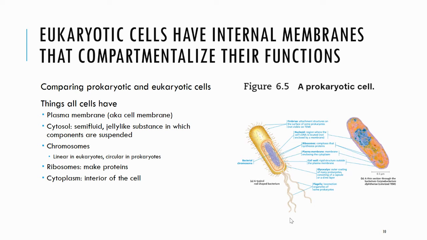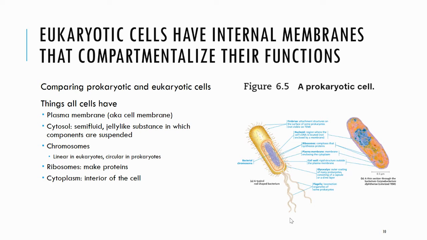Let's start by comparing prokaryotic and eukaryotic cells. All cells have a plasma membrane, aka cell membrane or phospholipid bilayer. They all have cytosol, which is a semi-fluid, jelly-like substance where the components are suspended. They have chromosomes. In eukaryotes, they are linear, and they are circular in prokaryotes. All cells have ribosomes to make proteins, and cytoplasm, which is the interior of the cell.